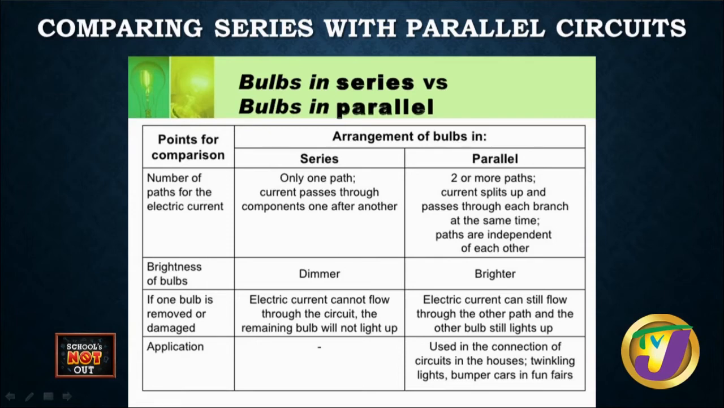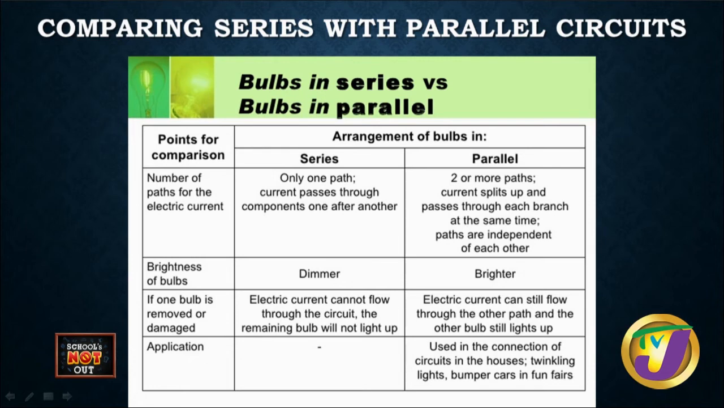Now, points to consider. In series, there's only one path. For parallel, there's two or more paths. Brightness of bulbs as it relates to series and parallel: if you add more bulbs in series, they get dimmer because there's less current. When you add more bulbs to a parallel circuit, they get brighter because, remember, adding components reduces resistance, therefore the current value effectively can go up.